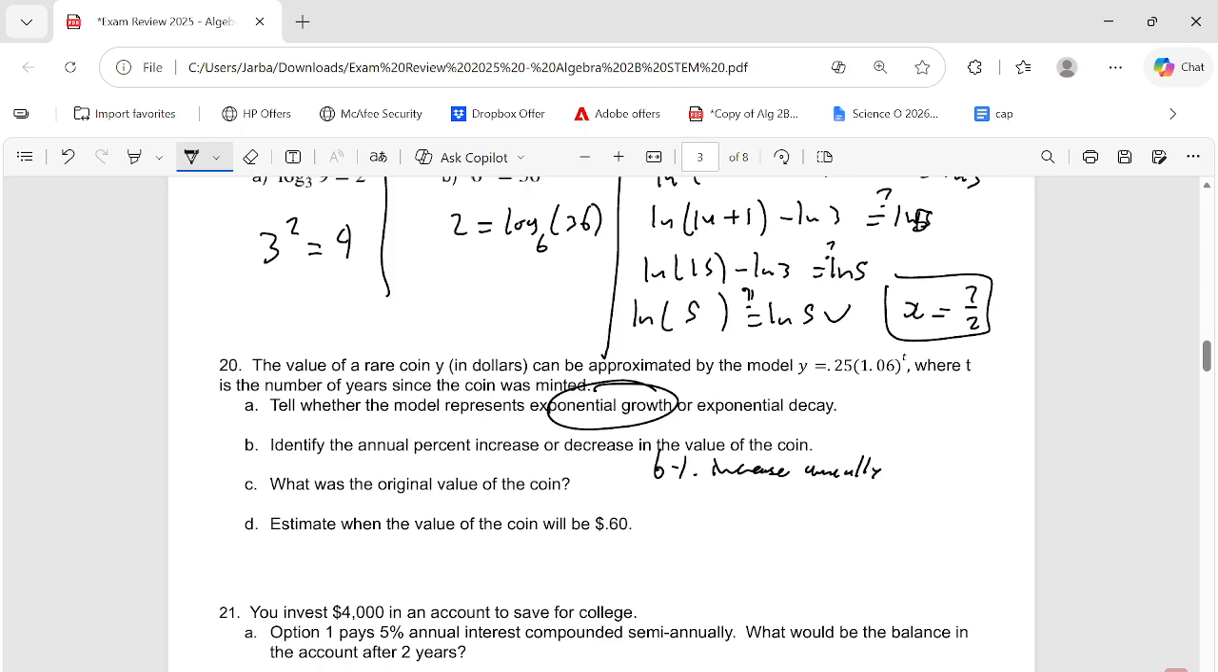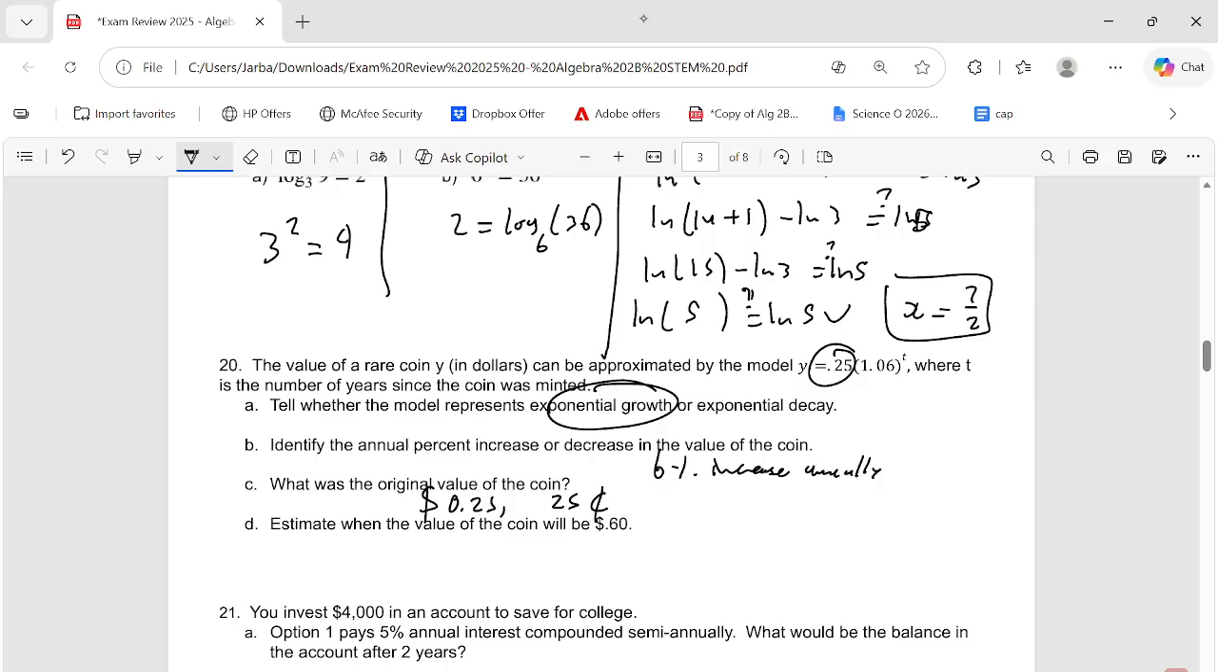Alright, the original value of the coin, this tells you the original value, because if you plug in t equals 0, the exponent becomes 0, so 1.06 to the 0 is just 1. So this 0.25 just becomes the value when t is 0. In general, this thing out in front is always going to be your initial value. So 0.25, this is in dollars, or you could say 25 cents.